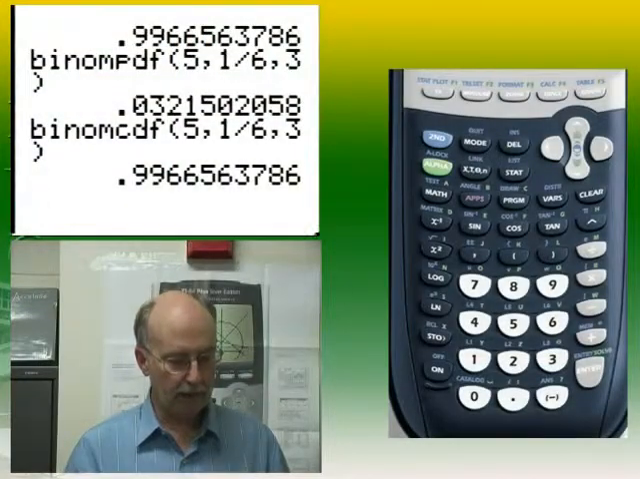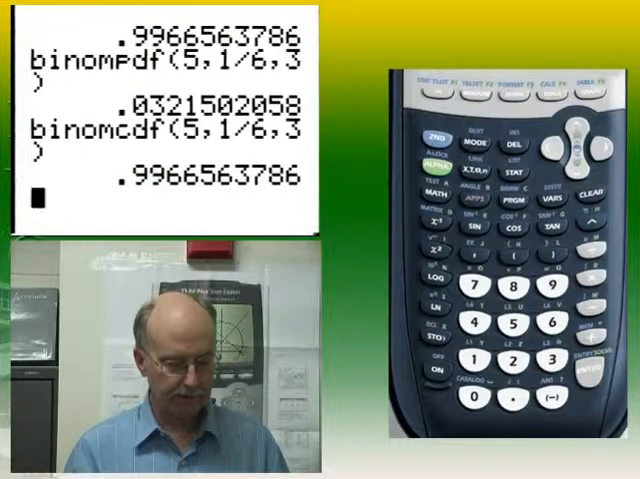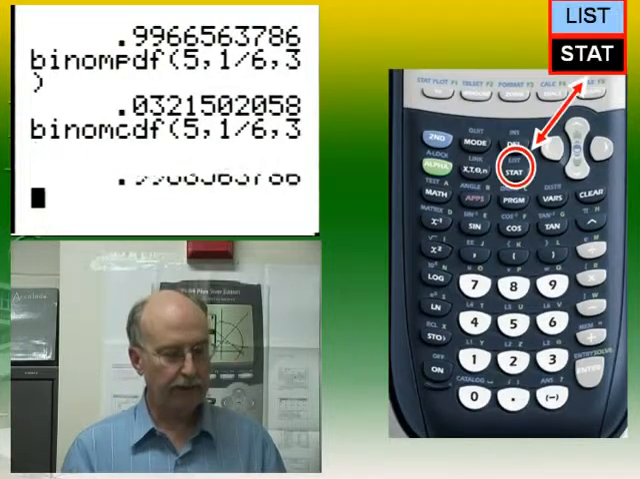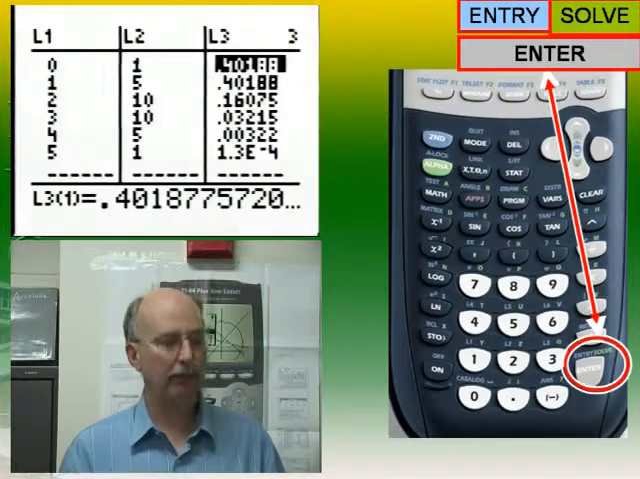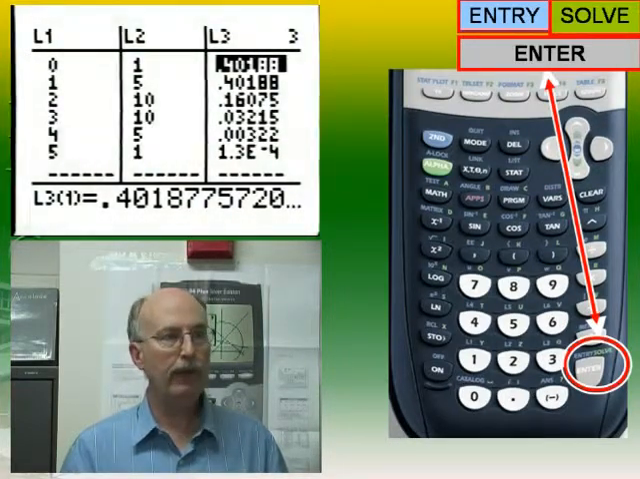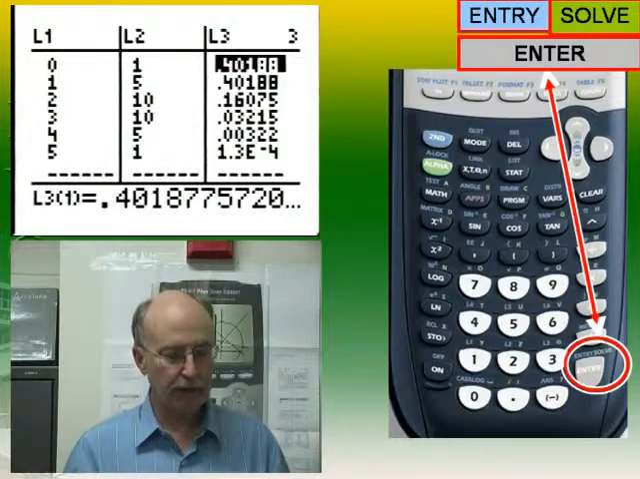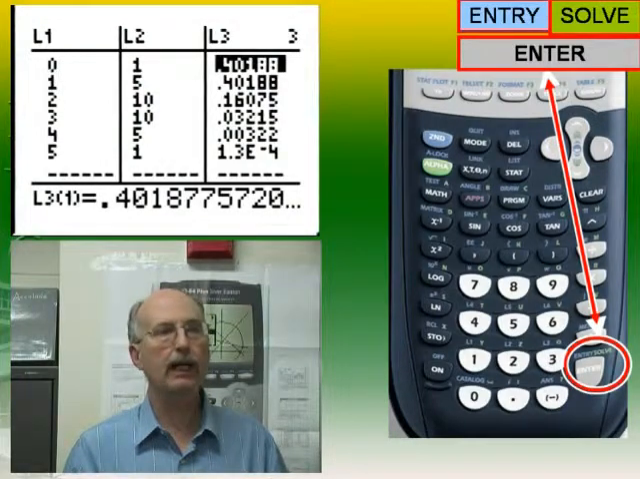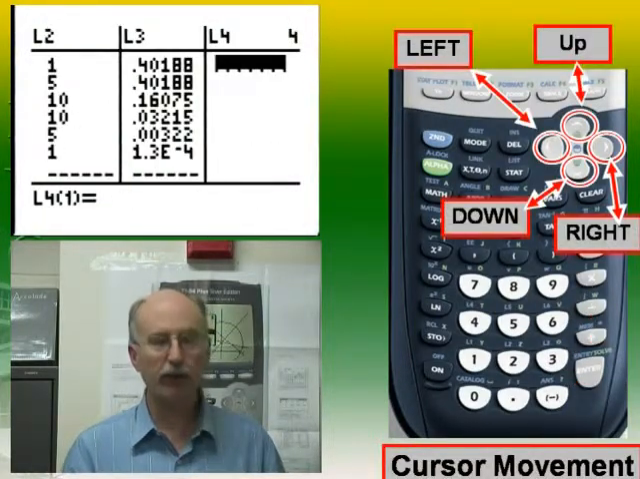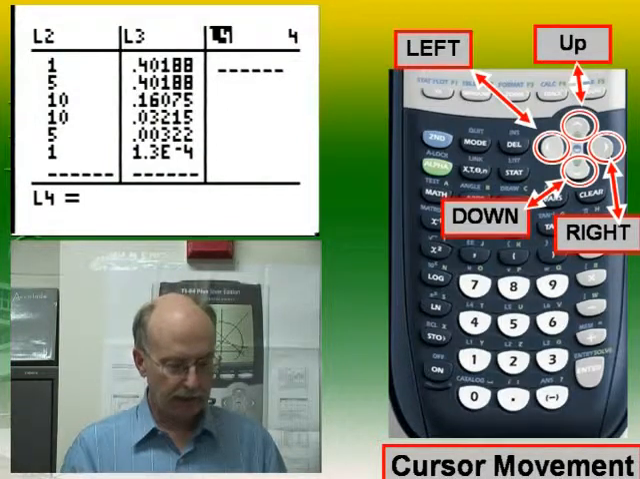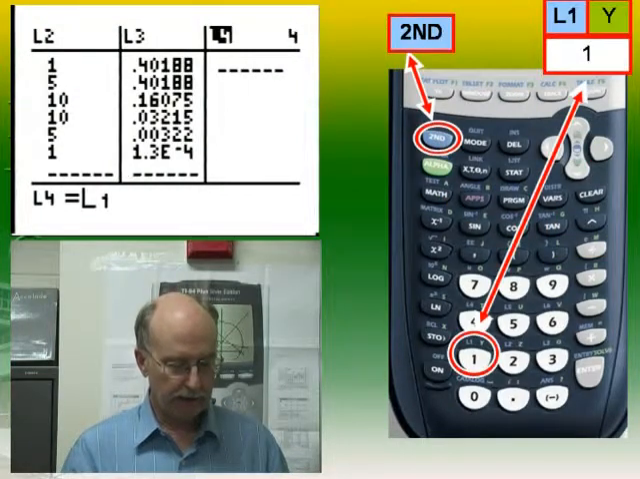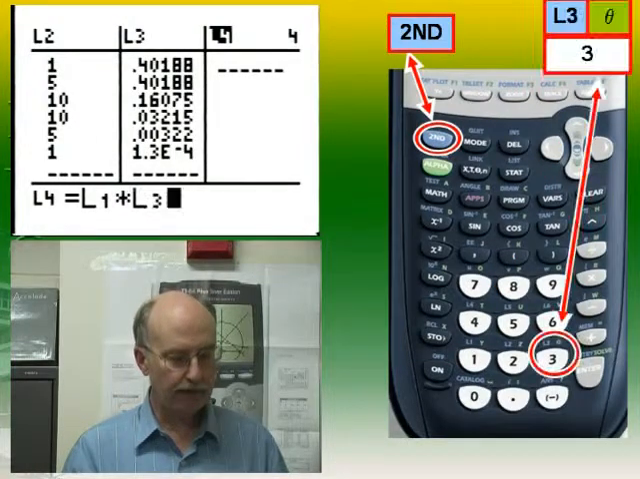We're going to go back to our list function. We're going to hit stat, and we're going to hit edit. And we remember we had x in column 1, and we have p of x in column 3. So in column 4, let's put x times p of x. And we can do that by scrolling over to column 4 and up to L4. And then we're going to take second L1 times second L3. That's our x p of x, and hit enter.